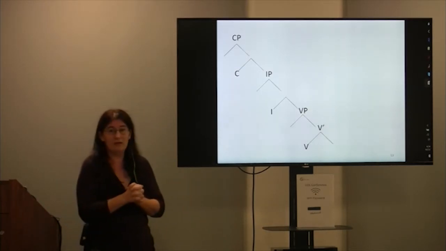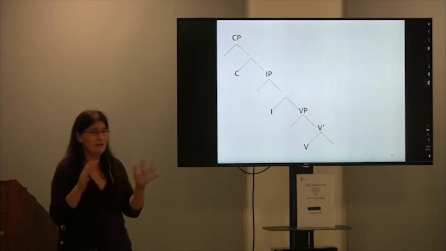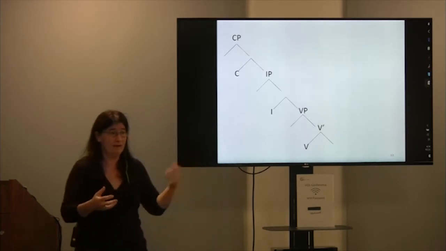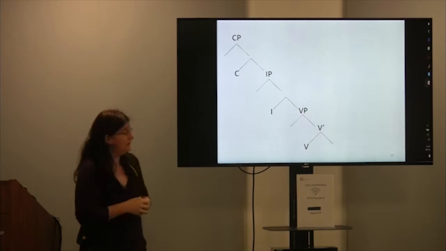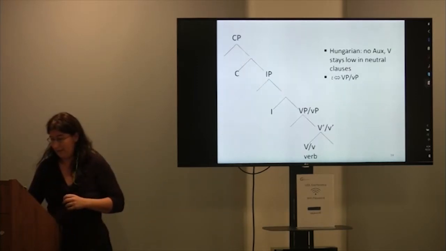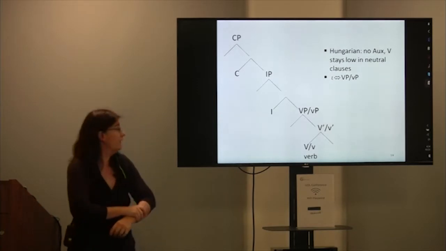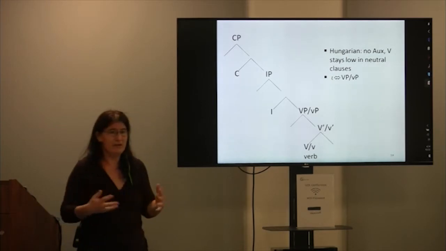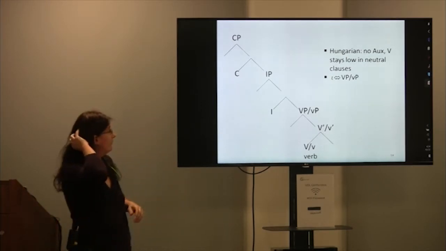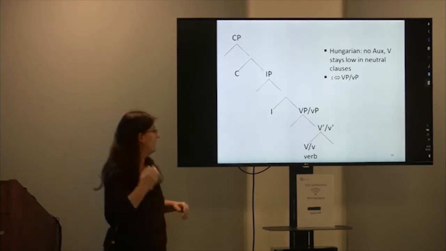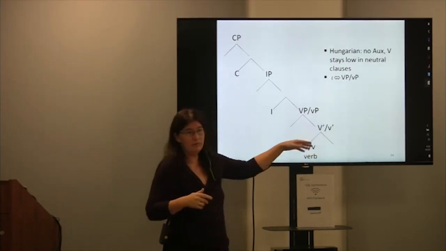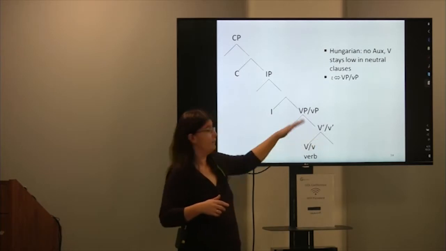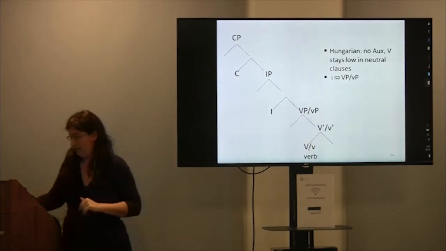Okay, so I'm going to work with a tree that is really rudimentary, and the labels totally don't matter because what matters is where the verb actually sits, or the finite auxiliary, if there is one. So let me exemplify how this system would work. Well, in a language like Hungarian, where typically there are no auxiliaries, the ones that are, they're really like verbs, with very few exceptions. Basically, what happens in this language is that the verb stays really low. Pick your favorite theory, whether you want to call it PredP or VP, it doesn't matter. The verb stays low, much lower than the inflection domain and the CP domain.